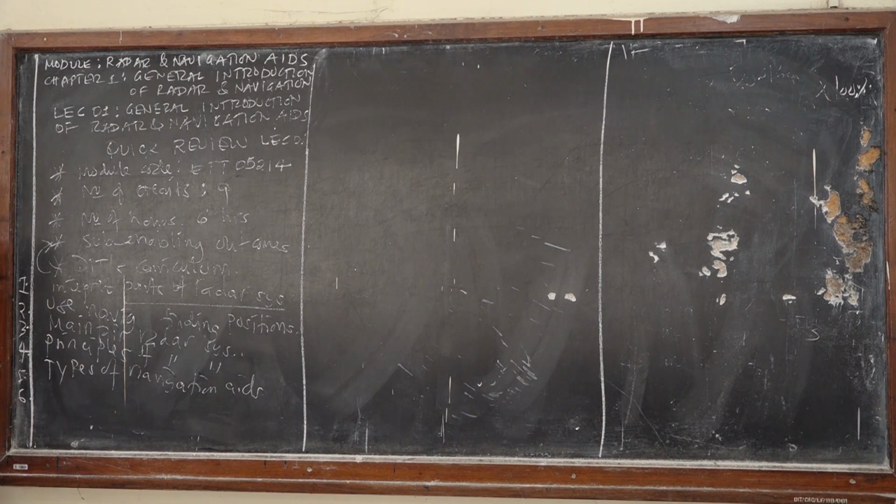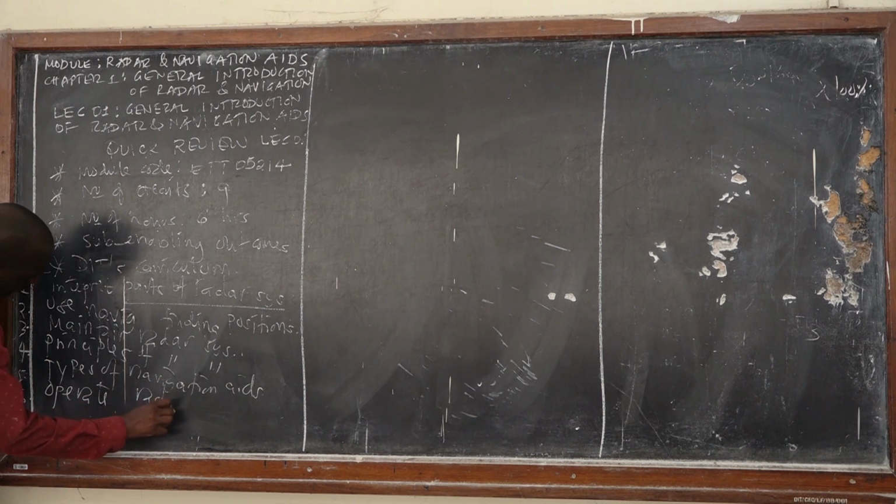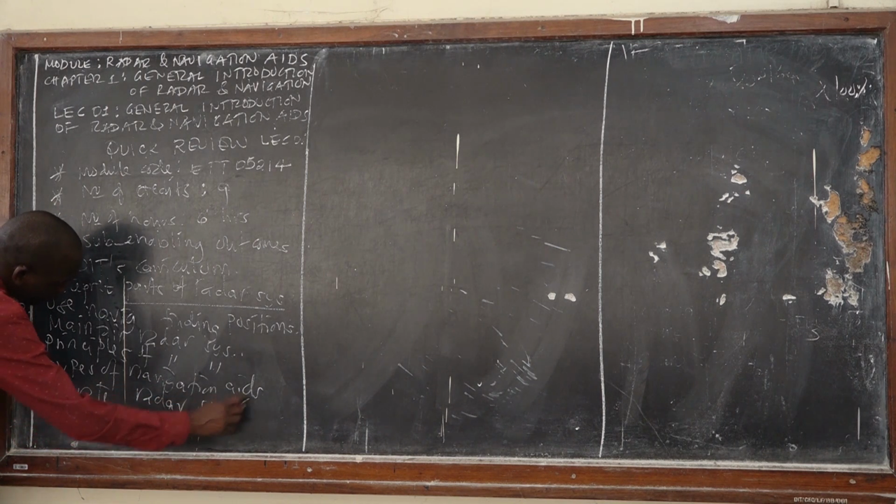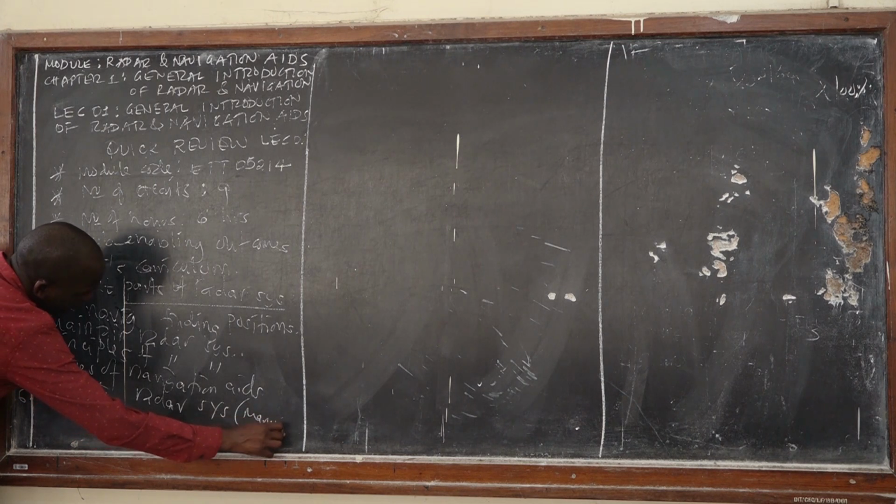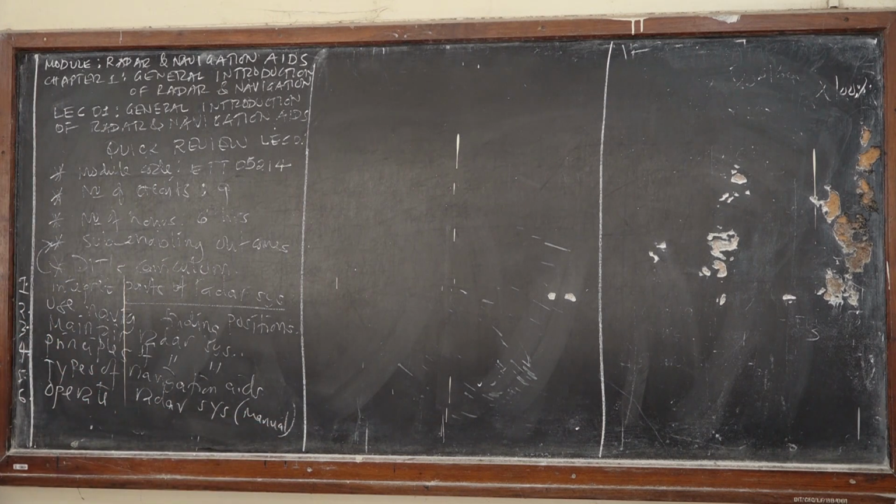Then the sixth sub-enabling outcome: use manual and basic concepts of telecommunication to operate radar system. You have to use the manual. I told you that the manual is the manufacturer's mind at the hand of the user.